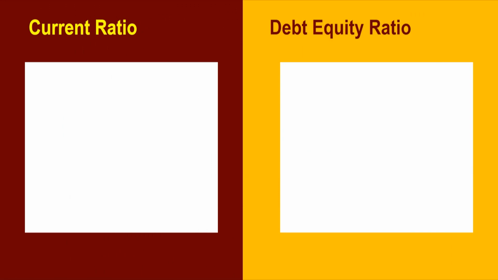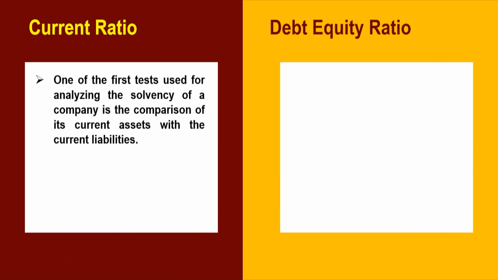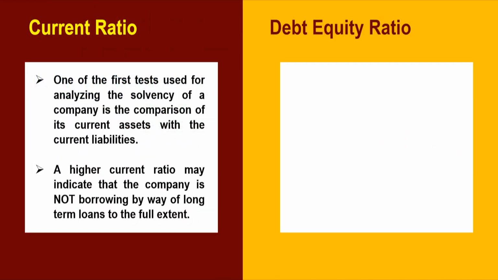We will discuss only 3 main ratios over here. For more details, you can refer to the e-contents. So, first is the current ratio. One of the first tests used for analyzing the solvency of a company is the comparison of its current assets with the current liabilities. There is no ideal current ratio in business. However, a current ratio of about 2:1 may be considered near ideal. A higher current ratio may indicate that the company is not borrowing by way of long term loans to the full extent.